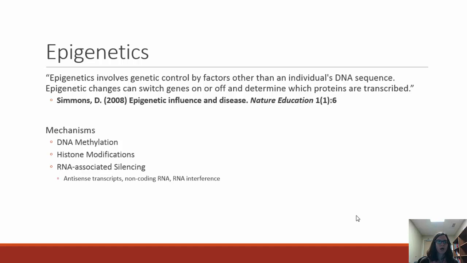And this happens through a few different mechanisms. A couple of them we have already talked about, which are DNA methylation and histone modification. And in addition, another mechanism that could control which genes are switched on and off would be RNA-associated silencing. So these could be non-coding RNAs or RNA interference. And basically, by changing which RNAs are going to produce proteins, these could trigger DNA methylation or histone modification.